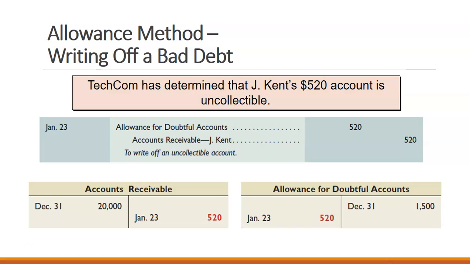Now we can go back to the example of writing off an individual customer. So we see here that we have that same example. January 23rd, we've determined that their $520 account is uncollectible. Instead of just writing it off as a bad debt, we're going to record it into our allowance for doubtful accounts. So we are going to debit allowance for doubtful accounts and credit accounts receivable.